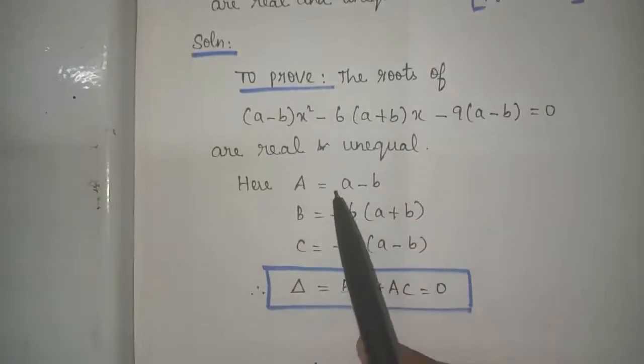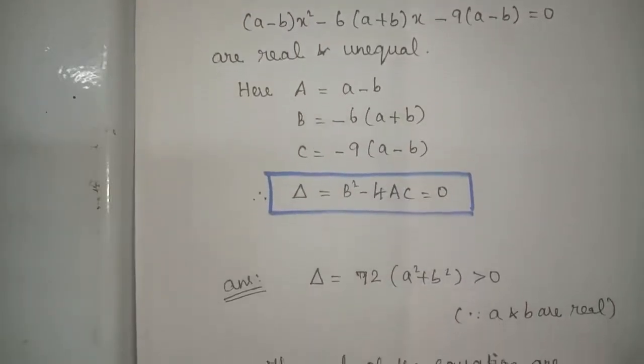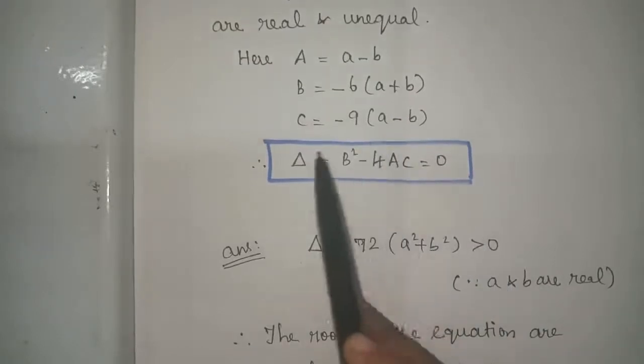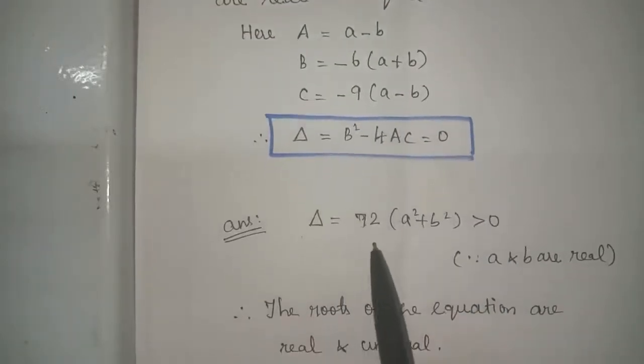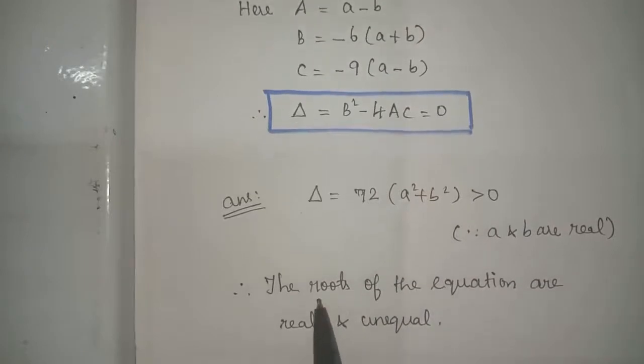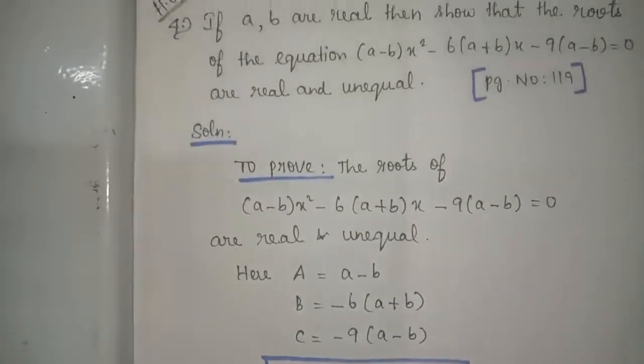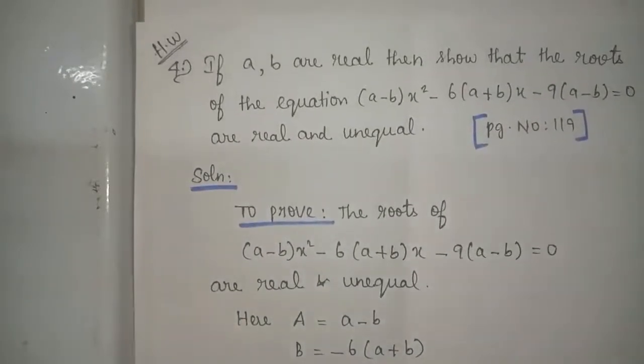So you write the values for a, b and c. The discriminant value is greater than or equal to 0. So now you substitute the values of a, b, c in this equation. You get the discriminant value as 72 into (a square plus b square), which is greater than 0 since a and b are real. Therefore your solution becomes: the roots of the equation are real and unequal. So this is your homework problem.